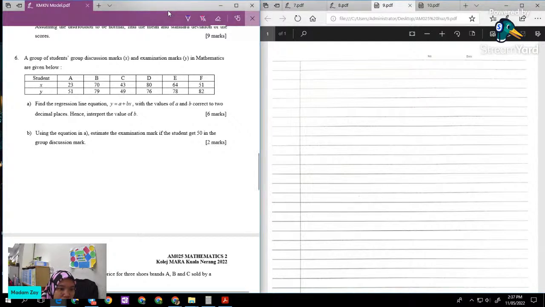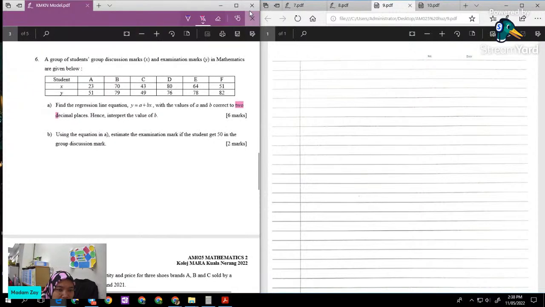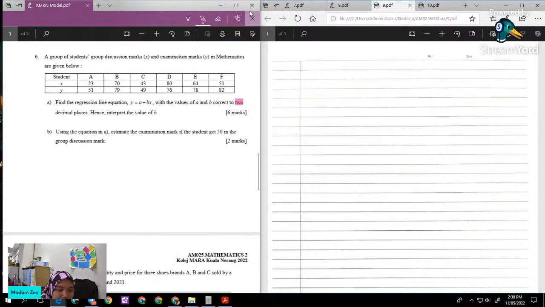1, 2, 3, 4, 5, 6. So, N kita 6 dah kat sini. So, find the regression line equation Y equal to A plus BX with the value of A and B correct to 2 decimal places. Highlight kat sini, cakap siap-siap dah. 2 decimal places je, jangan bagi lebih. Okay, kalau you bagi lebih, sekejap lagi, tak pasal-pasal, hilang markah. 2 decimal places. Hence, interpret the value of B.